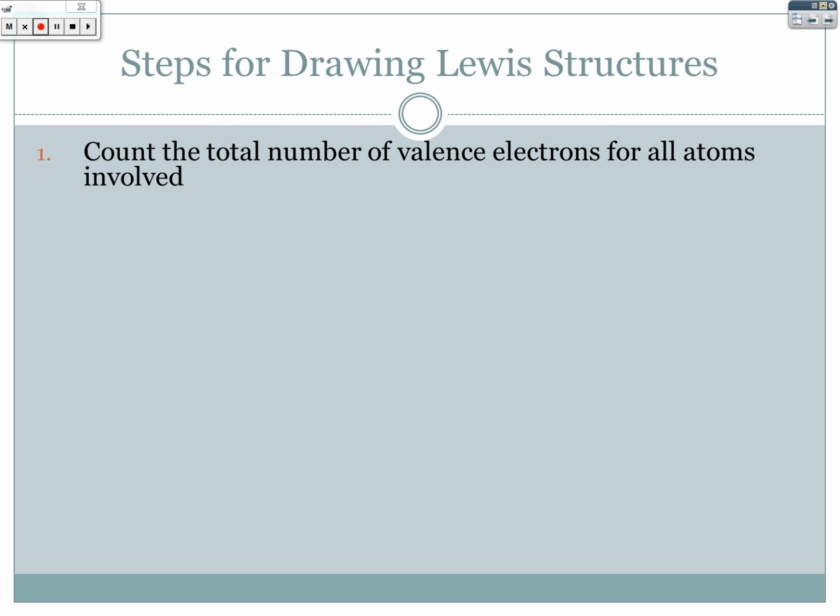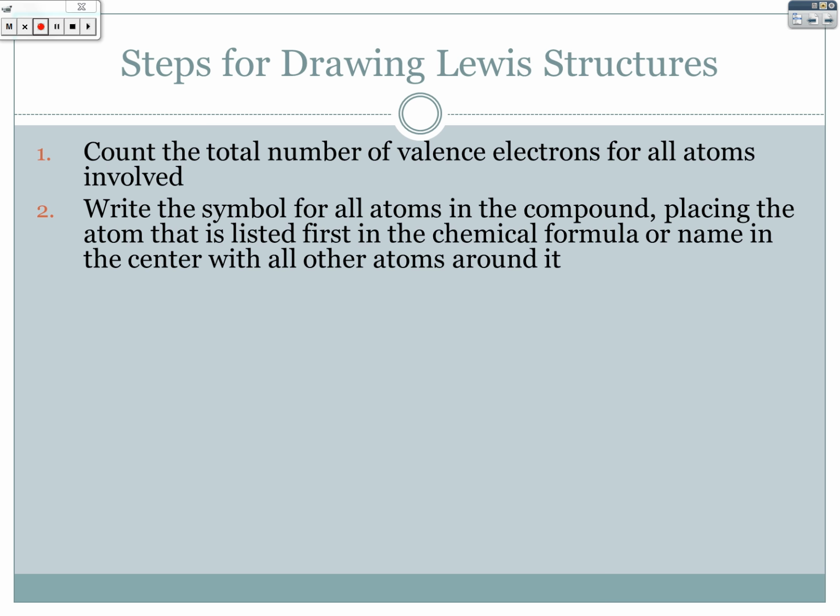So the first step is to count the total number of valence electrons for all atoms involved. So every atom that is involved in this, you need to count their total number of valence electrons together. You then need to write the symbol for all the atoms in the compound, placing the atom that is listed first in the chemical formula or name in the center with all other atoms around it. So whenever we name or write chemical formulas for compounds, we tend to list the centralized atom first. And this, number 2, is not always a steadfast rule. As with chemistry, remember, the only thing that is always true, there's always exceptions.